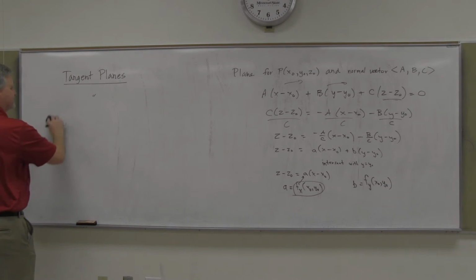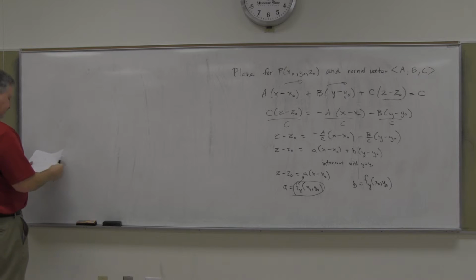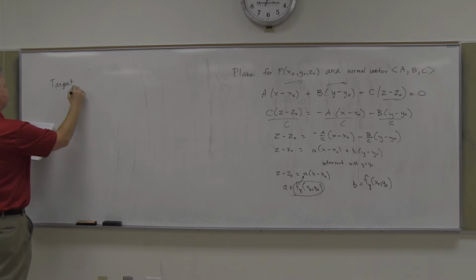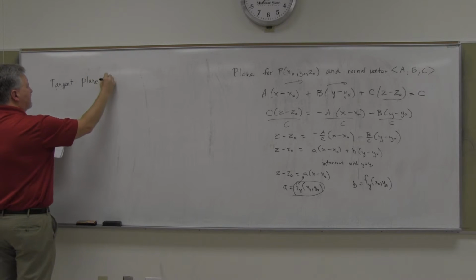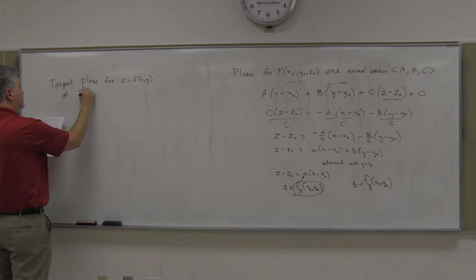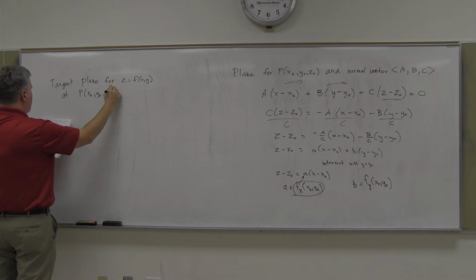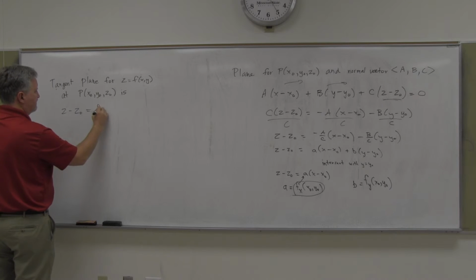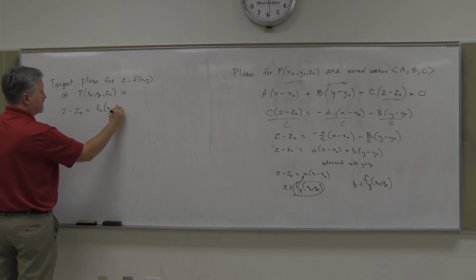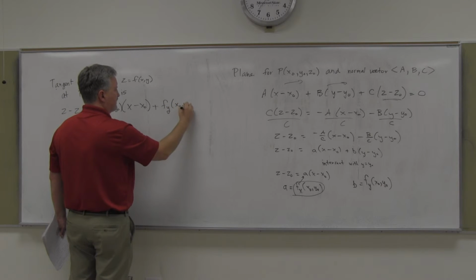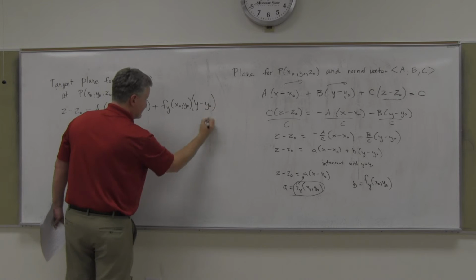So here's the story. The tangent plane for z equals f of x, y at point P, x0, y0, z0, is z minus z0 equals the partial of f with respect to x at x0, y0, times x minus x0, plus the partial of f with respect to y at x0, y0, times y minus y0.